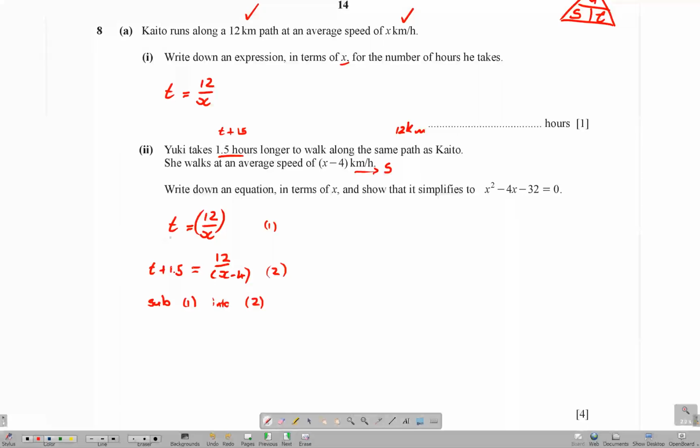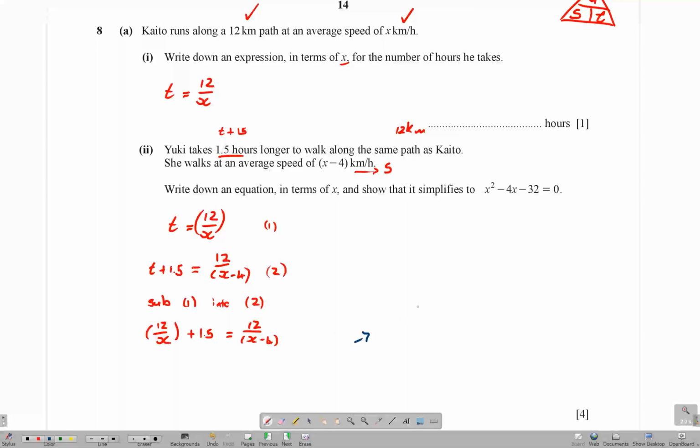But this is exactly the same thing. Okay, it's essentially the same process. Right, so now this is going to be, in brackets, 12 over x, so that's for t, right? So 12 over x plus 1.5, and this is equal to 12 over x minus 4. Okay, and we have an algebraic fraction, or an equation that is only algebraic fractions. So how do we deal with this?